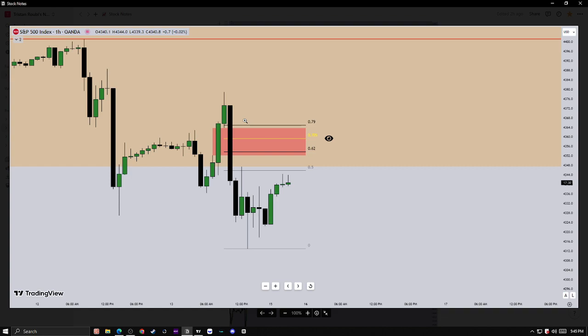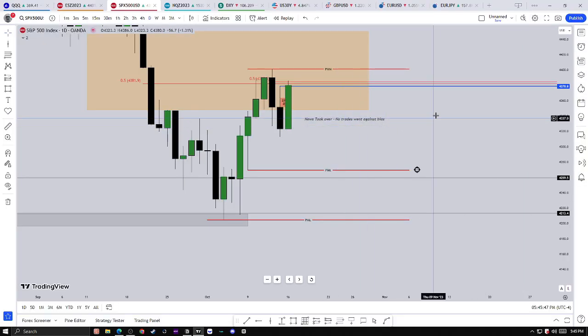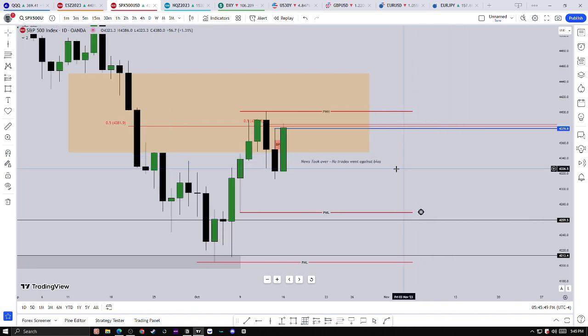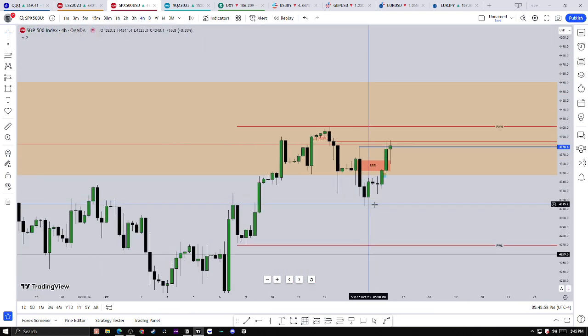And that's exactly where I thought price was going to nicely converge back down to being bearish. Unfortunately, news kind of ran us off, as you can probably tell. That's why I said news took over. No trades went against bias, right? Let's jump out to the 4 hour, maybe the 1 hour.